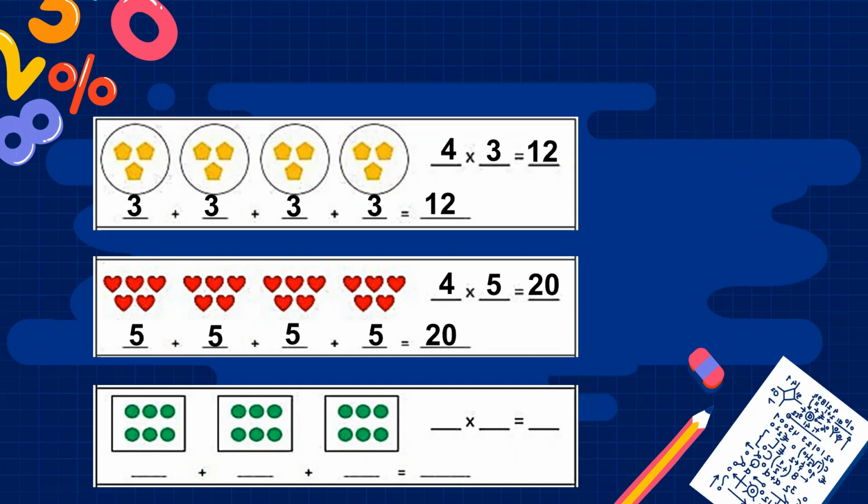Okay. Hello, Bim Bim. Can you answer number 3? How many groups of circles are there? 3. How many circles in each group? 6. So 3 times 6 is equal to 18. Very good. Now multiplication as repeated addition: we have 6 plus 6 plus 6 equals 18. Very good. Okay. Now let's proceed.